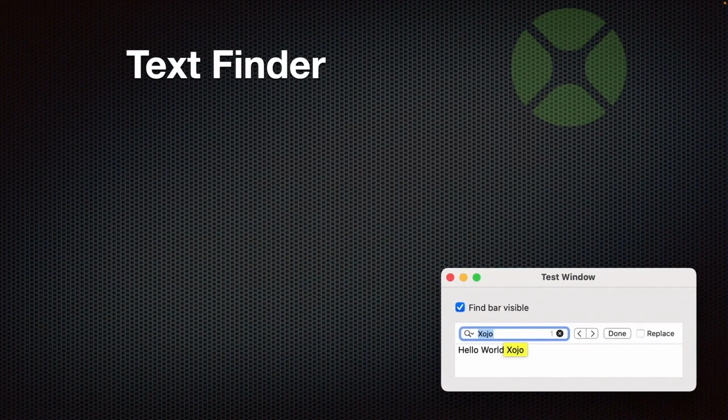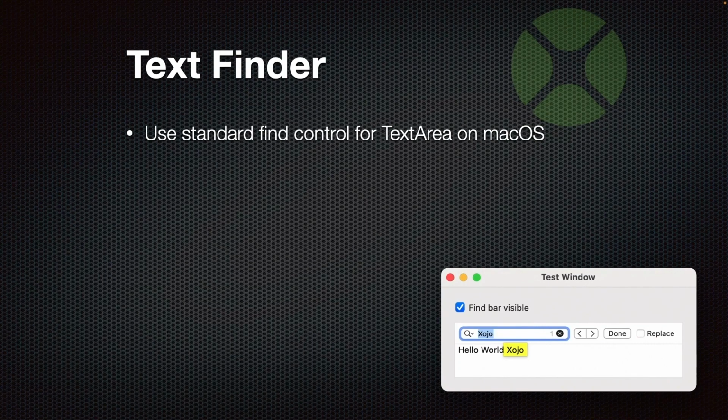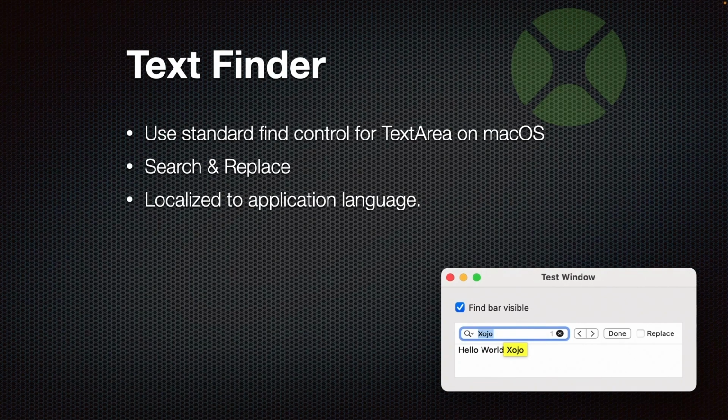Then on macOS, Apple has built in a find functionality for the text control. So we can use this little find bar in a text area. You can just show it when the user presses something like Command F, and then the user can do search and replace in your text area, and the controls are localized automatically. Can be handy if your app targets macOS.